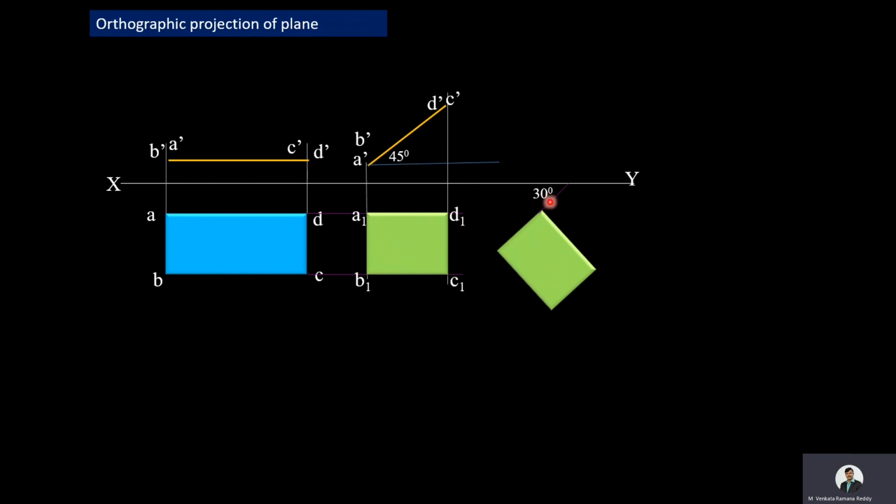After drawing the third stage top view, through the third stage top view points, say A1, B1, C1, D1, draw projectors vertically up, and from the second stage front view points, say A dash, B dash, C dash, D dash, draw locus lines. After drawing the locus lines, locate the intersection points. Name those points A1 dash, B1 dash, C1 dash, D1 dash. Then join those points in sequential order to get the final front view.